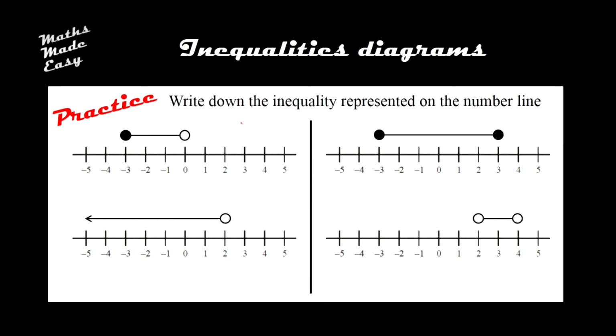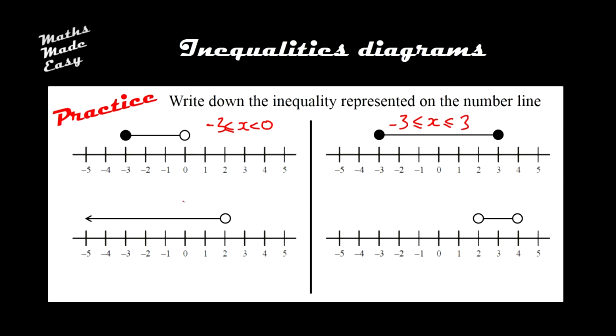Here are the answers then. So for this one here, we have x, we have less than or equal to on the left and less than, and then we have -3 and 0. For this one here, we start with x, they're both shaded in, so they're both less than or equal to. We have a -3 and we have a 3.